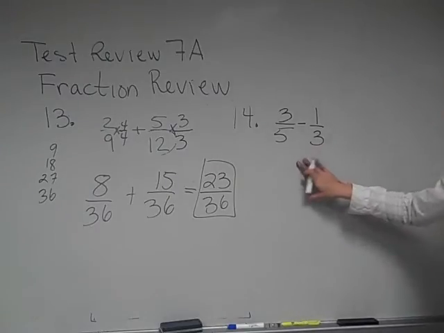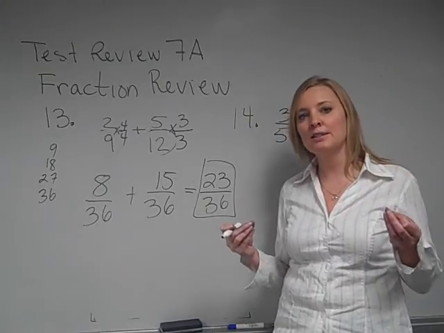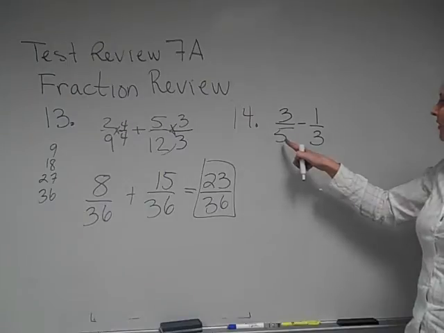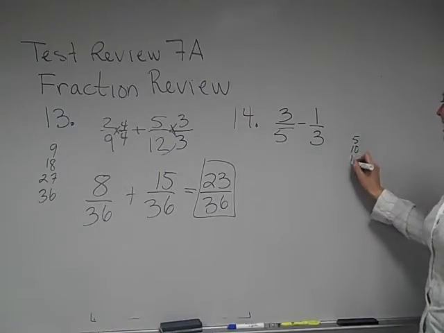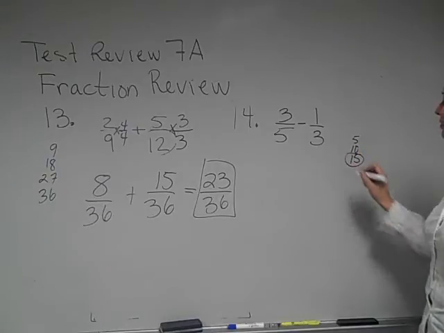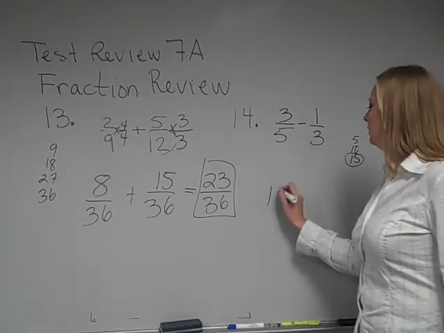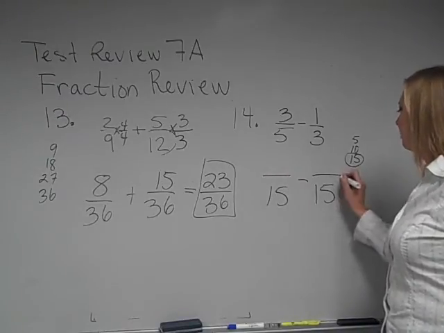Subtracting works the same. We're just counting how many. But before it makes sense to count how many, it's important that everything's the same size. So between fifths and thirds, let's go by 5s. 5, 10, 15. 15 is the first number that both 5 and 3 divide evenly into. So that's going to be the size of our slices, the number of our denominator.